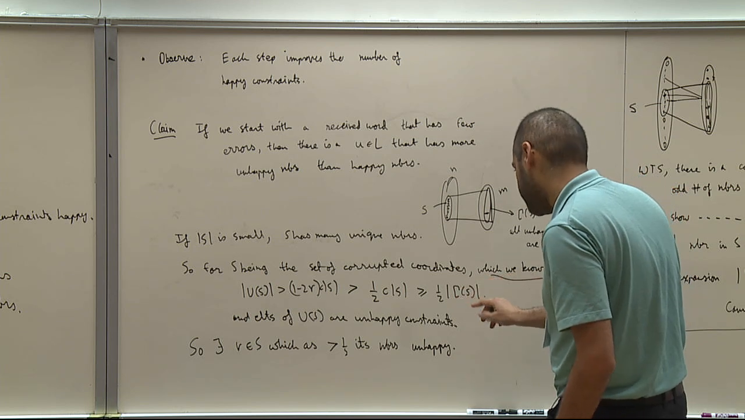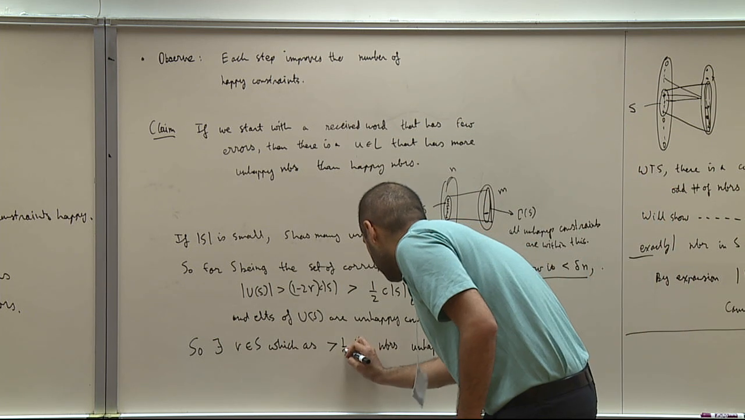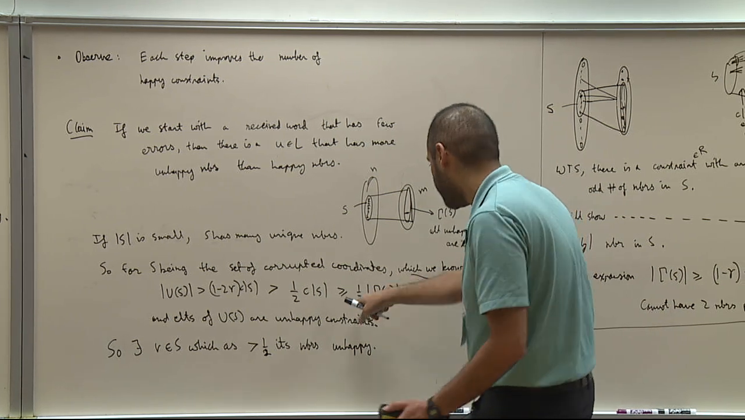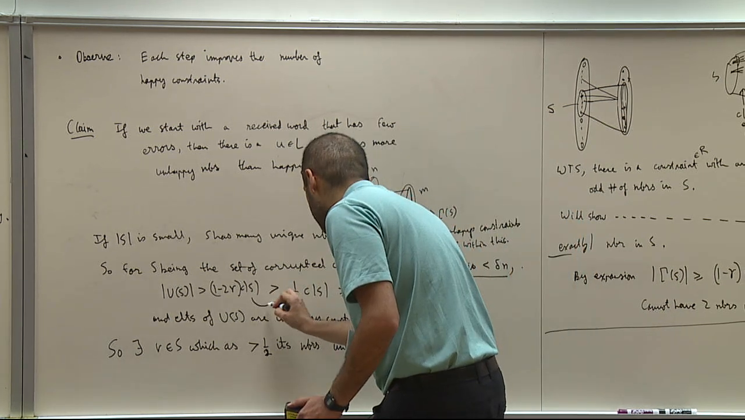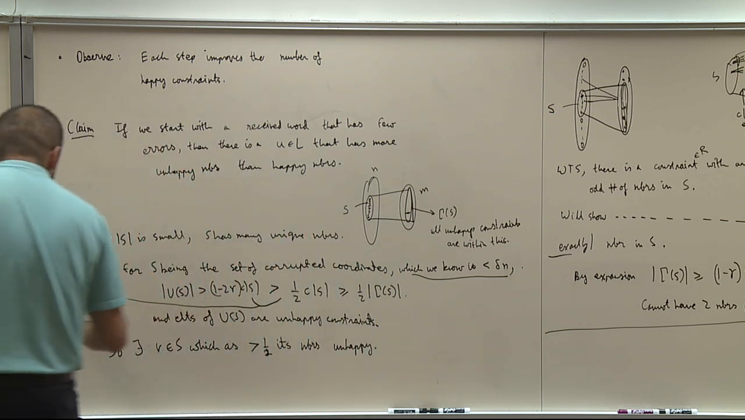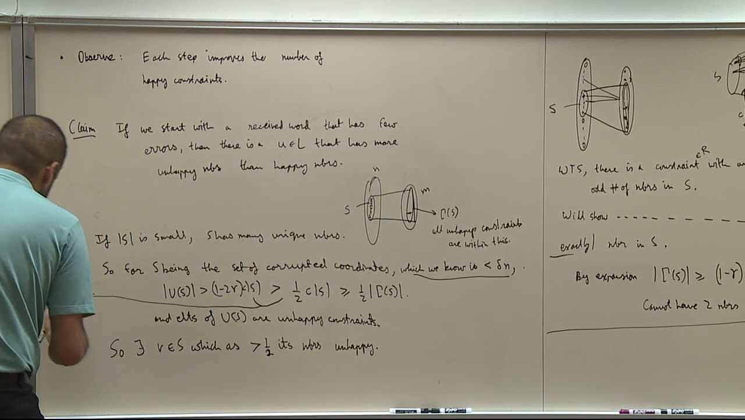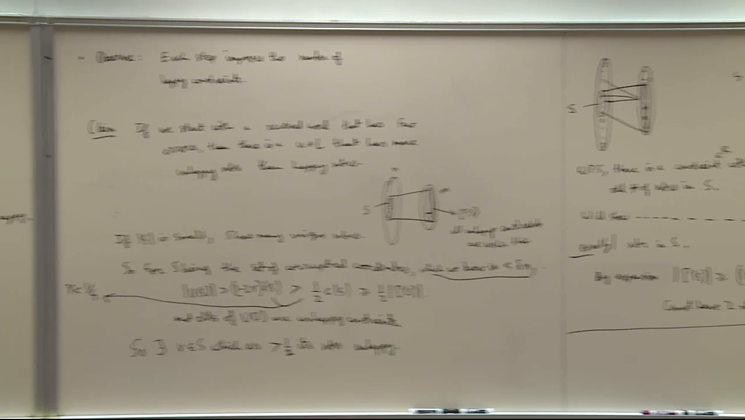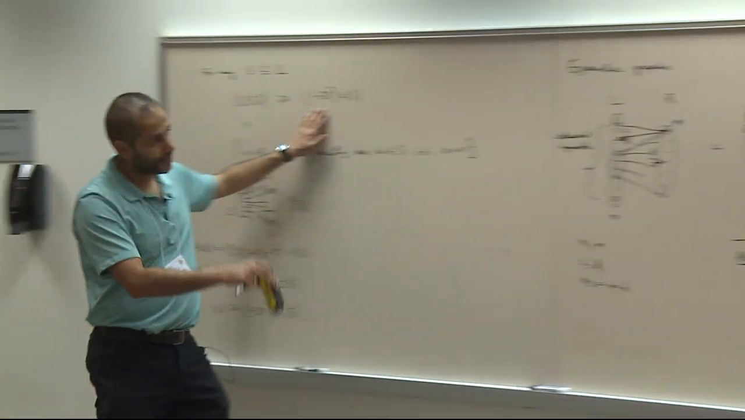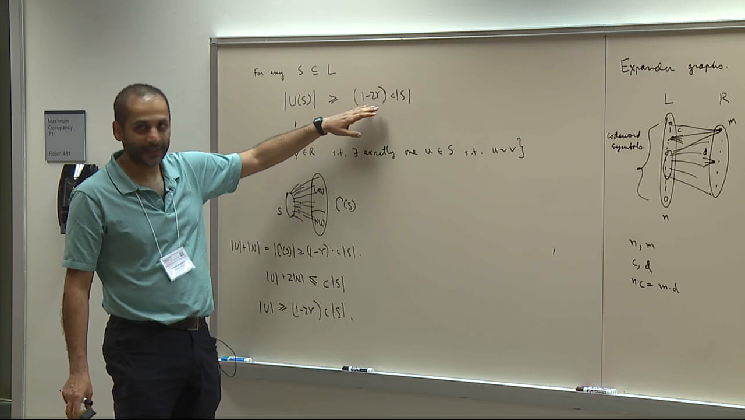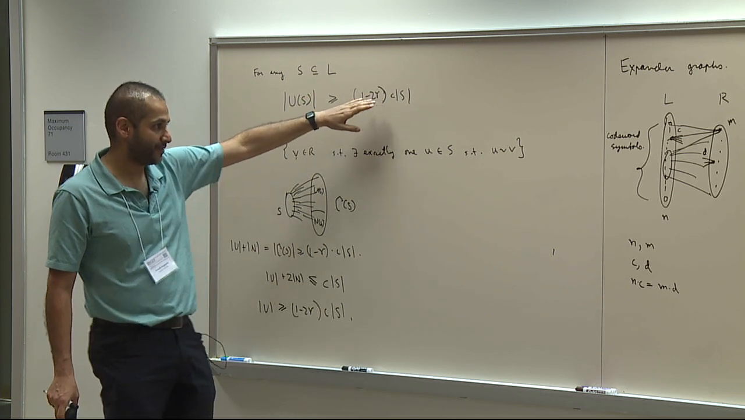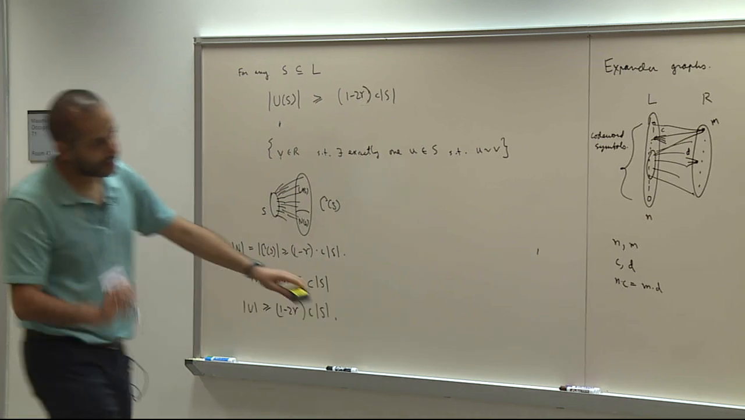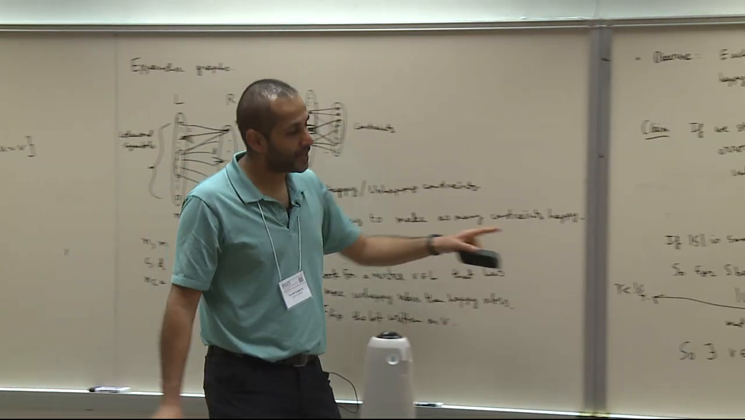I wanted to fix something. For this step, I needed gamma to be less than 1/4. So this needed not just half expansion, which we already didn't know how to construct. It needed 3/4 expansion, or gamma being less than 1/4. Okay, so this is why we can make progress.